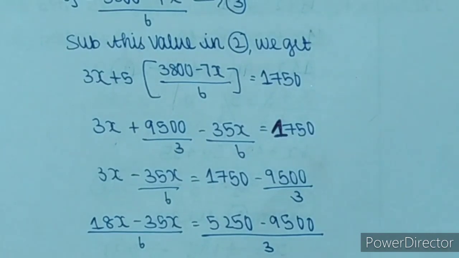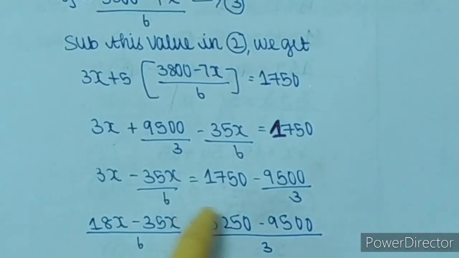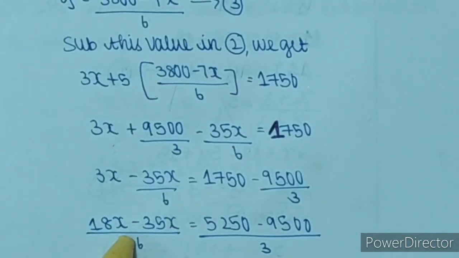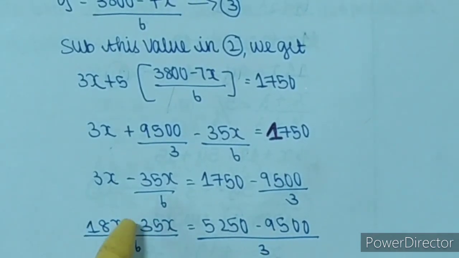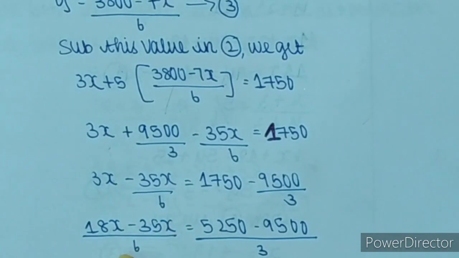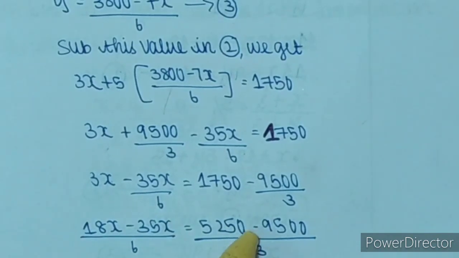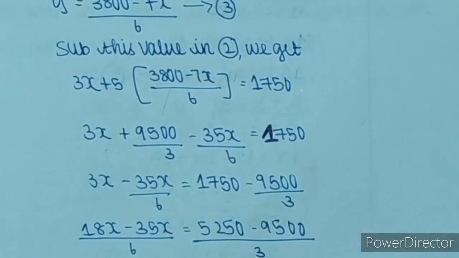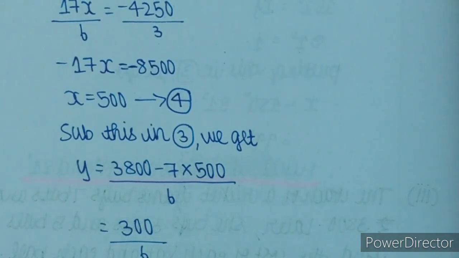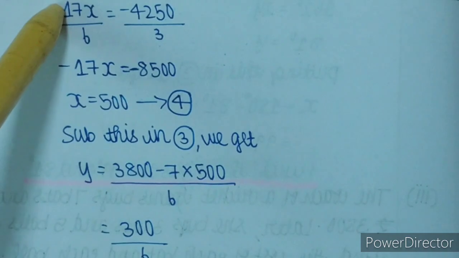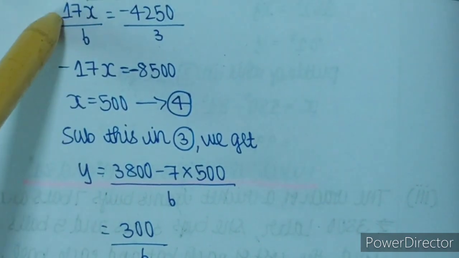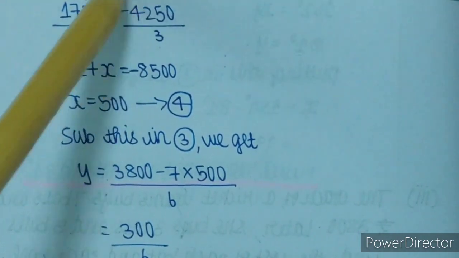So, solving it further and taking LCM on both sides. Here 6 is the LCM on the LHS and 3 is the LCM on the RHS. So, therefore, solving it further, we get 18x minus 35x by 6 is equal to 5,250 minus 9,500 by 3. Now, solving that further, we get 17x by 6. Here minus 17x, not positive 17x, minus 17x, which is equal to 4,250 by 3.